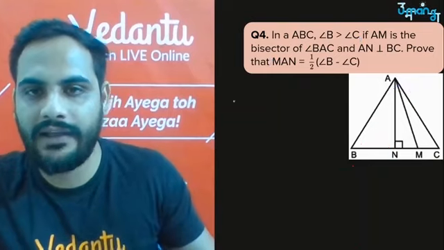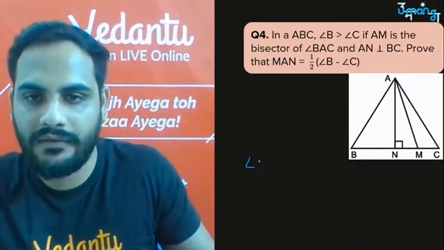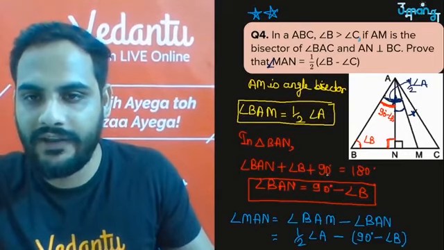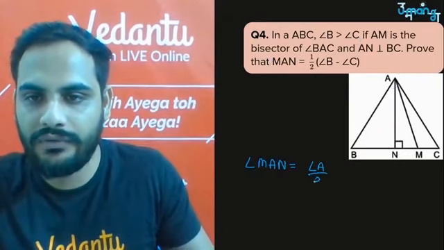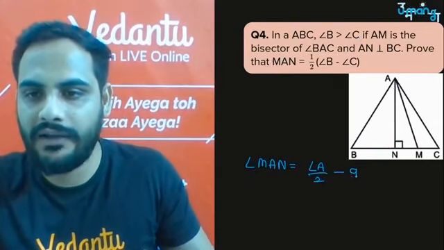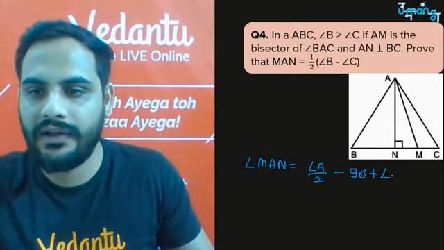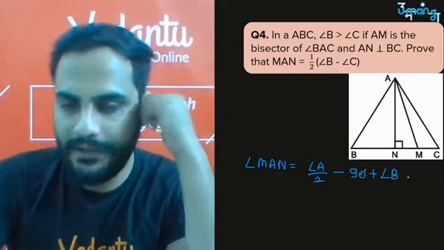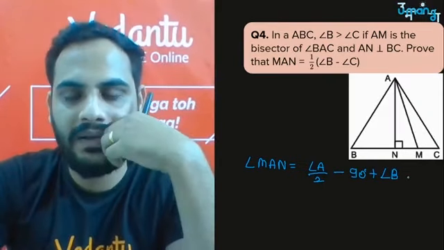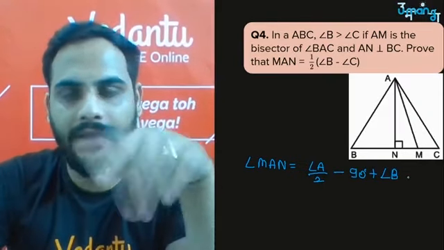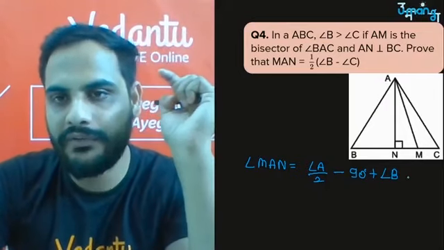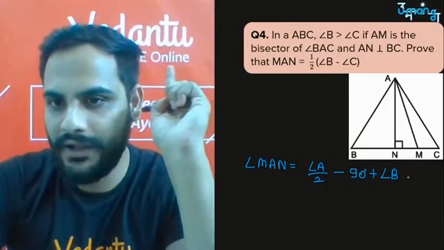ठीक है, so I can say angle MAN we have got as half of angle A, or I can say angle A by 2 minus 90, minus into minus is plus, minus 90 plus angle B. ठीक है, अब देखो बेटा, now we need to get rid of this angle A by 2 and we need to get angle B into this part. तो ये सब कुछ अपने को करना है अब, है ना.